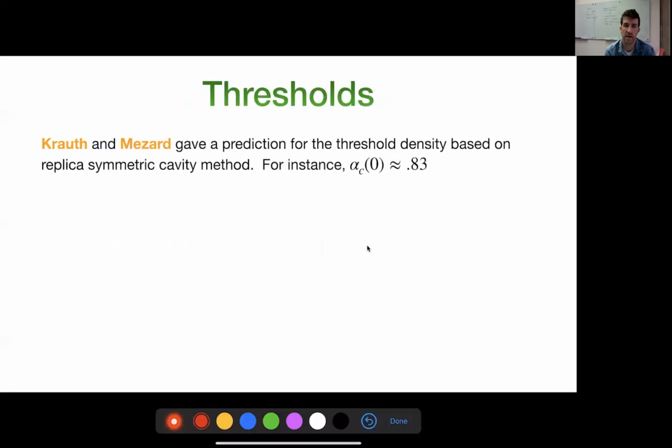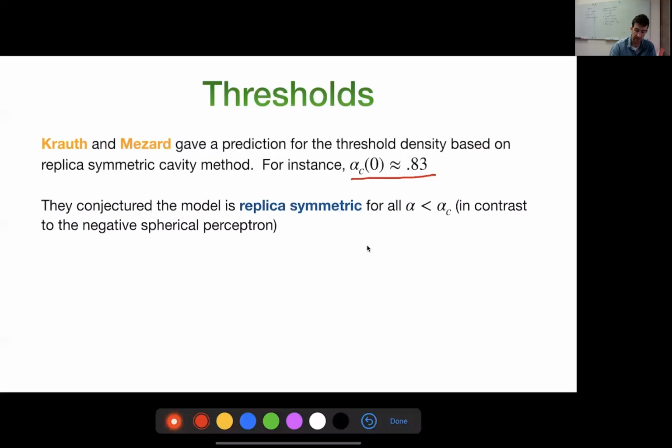Okay, so what is at least predicted in the literature about this model? Krauth and Mézard, following the work of Gardner, gave a prediction for this threshold, satisfiability threshold or storage capacity, based on the non-rigorous replica symmetric cavity method. And for kappa equals 0, the prediction, it's some decimal expansion, but it's about 0.83.